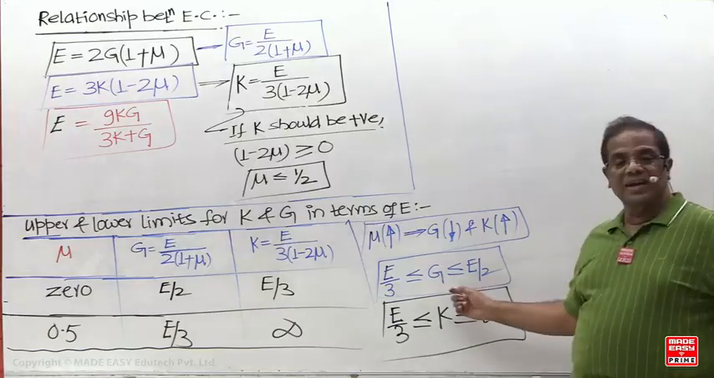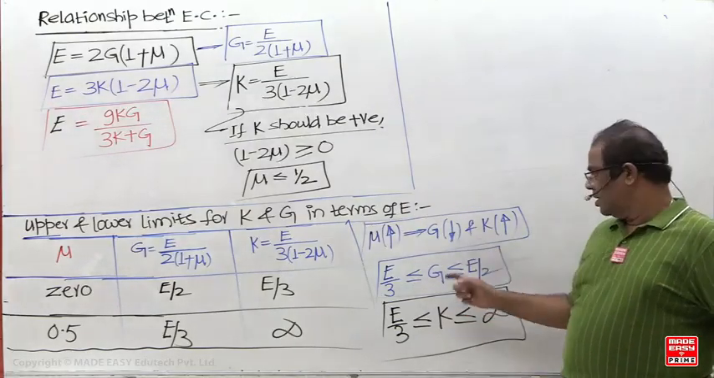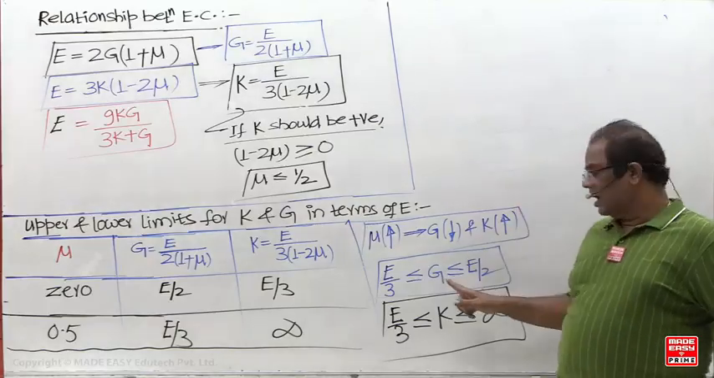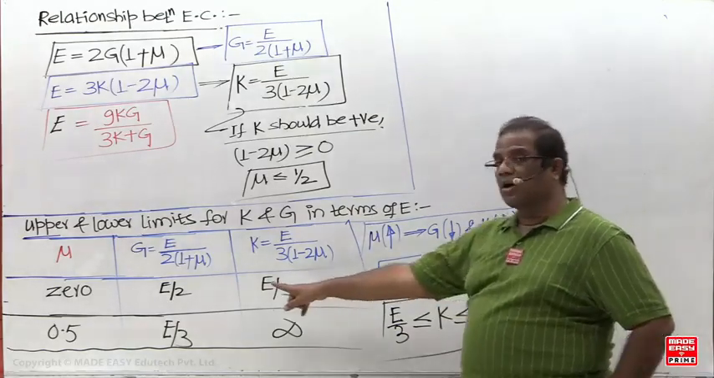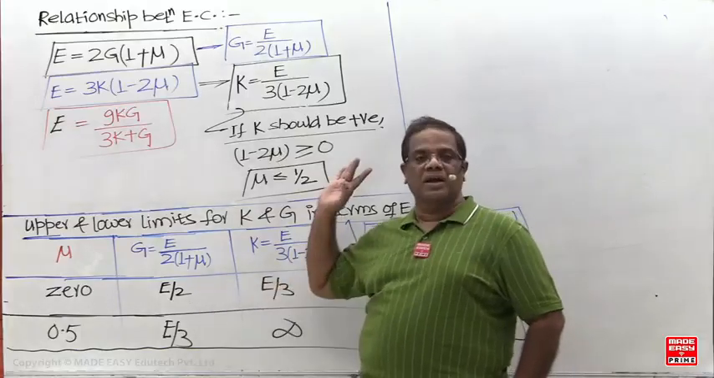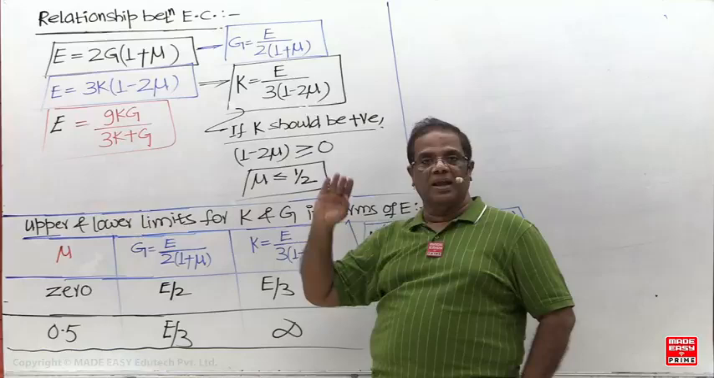So from this, what can you mention? G is always less than Young's modulus, and less than half of the Young's modulus. It is exactly equal to half of the Young's modulus only in the case of cork. Other than cork, G is always less than half of the Young's modulus.